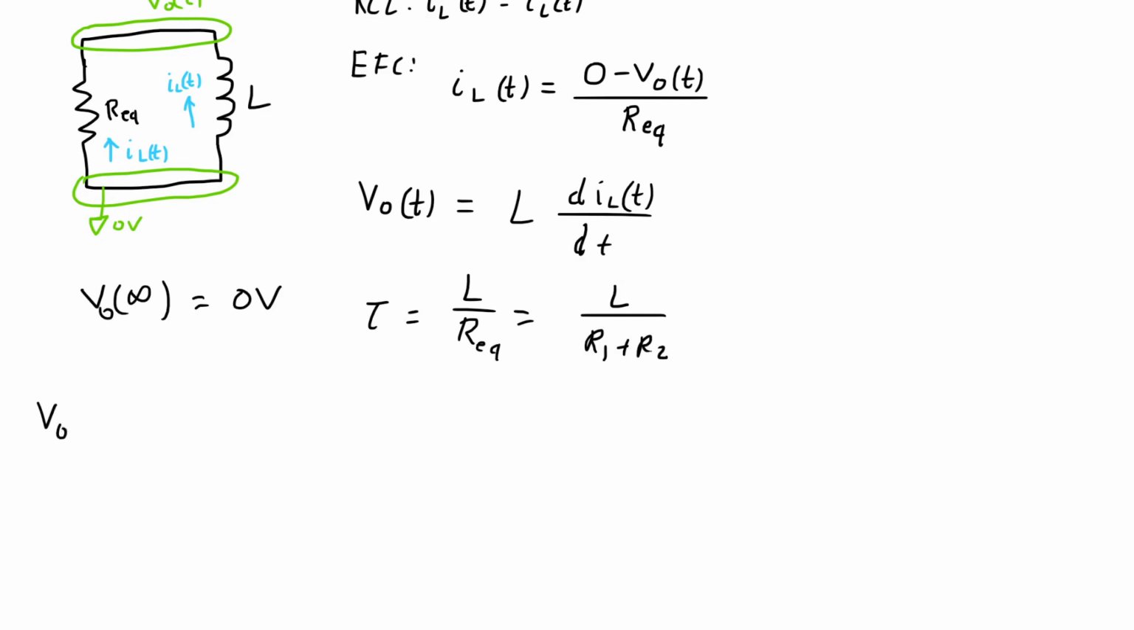So VO of t is going to be V infinity, which is 0, plus V sub 0, so that's going to be IG R2, minus V infinity, which is 0, times e to the minus t over tau. This is going to be e to the minus R1 plus R2 over L times t. And we'll say that is in volts.